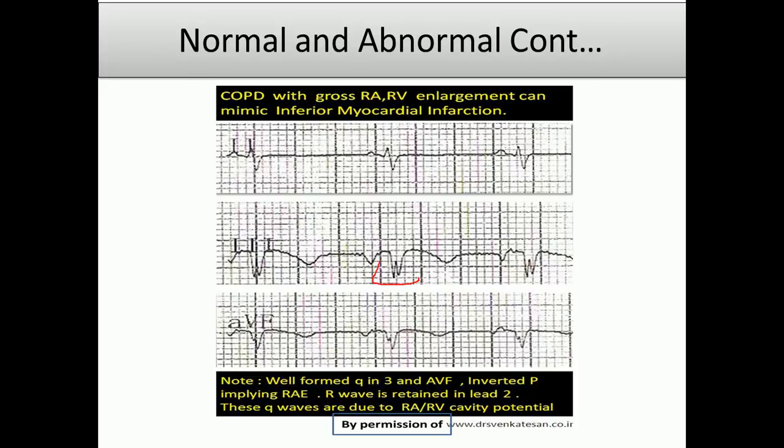As you see here, QS in lead 2 and aVF is there, and the patient came with chest pain. This is a case of COPD exacerbation with gross right atrial and right ventricular enlargement that's mimicking inferior wall myocardial infarction. But the trainee mistook it for a myocardial infarction. Once the on-call doctor informed, after complementary exams, the coronary was intact, and this patient's ECG change was due to COPD with gross right atrial and right ventricular enlargement.